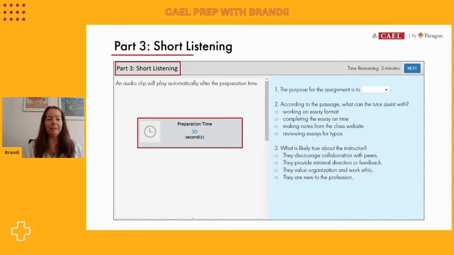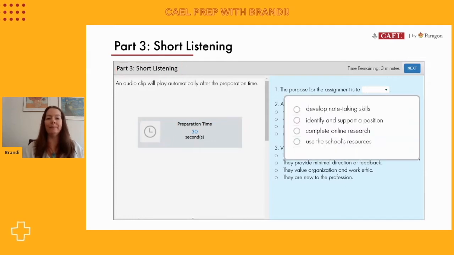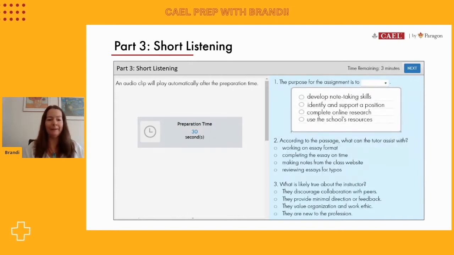So that first question, you'll notice, says the purpose for the assignment is to. This type of question is a drop-down question. So all you would do in this case is click on that little green arrow. And when you do that, the computer will pop open the 4 multiple choice answers. So you see them here. Now I'm just going to move those questions 2 and 3 down a little bit here, so we can see all of our questions on one screen at the same time as we study together today. So very quickly then, in your 30 seconds, this is exactly what you would do.